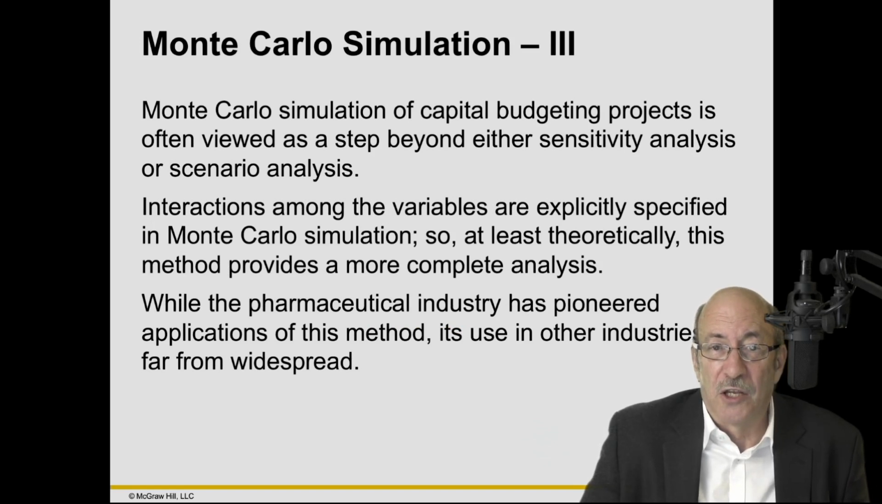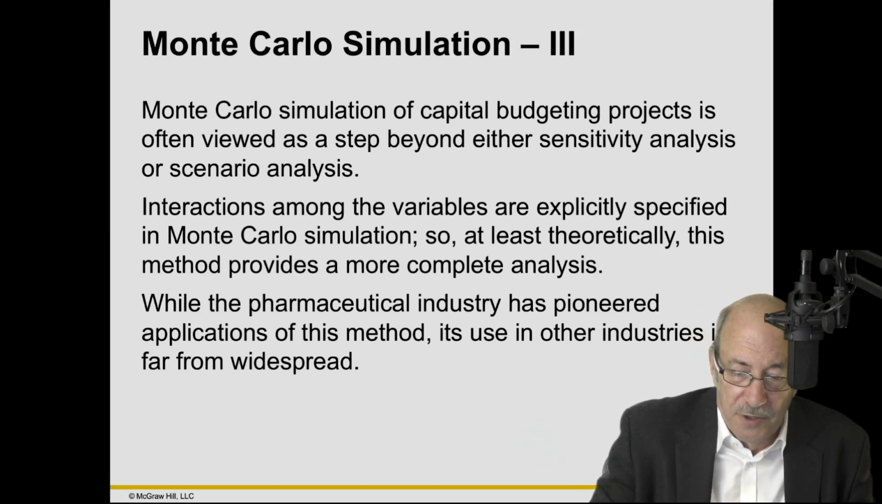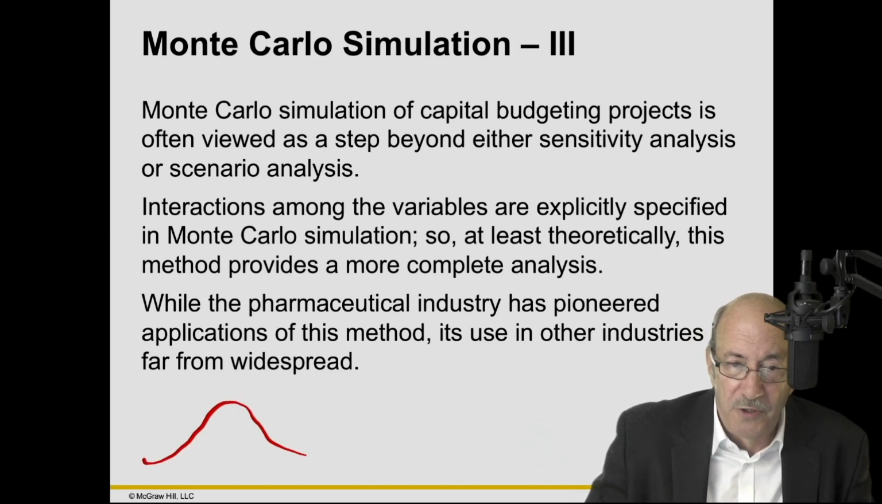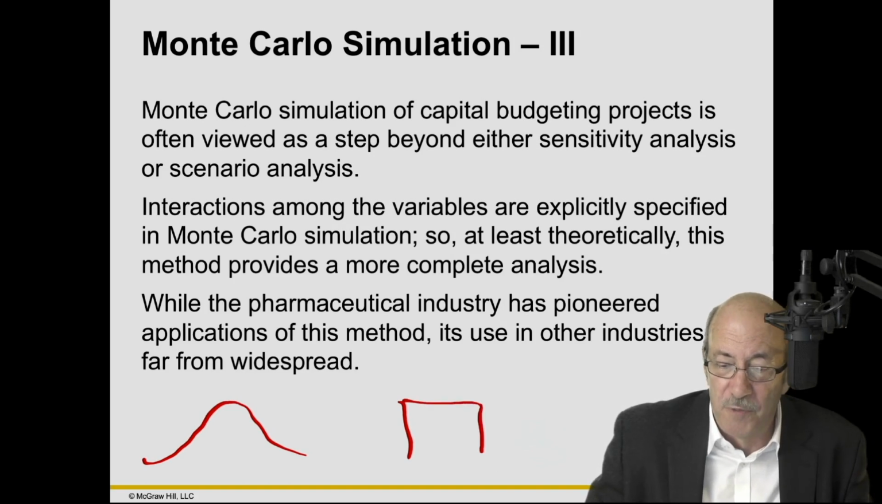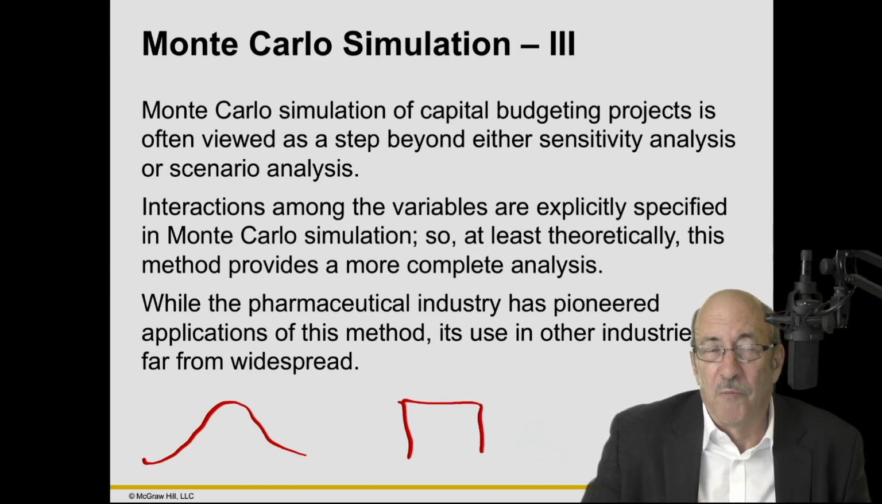In this setting, we might have a distribution for sales. Suppose that distribution is a normal distribution. We have a distribution for costs. Maybe it's a uniform distribution. We'd still have our interest charges, we'd have our taxes in there, we'd get to net income, and we'd calculate an operating cash flow.